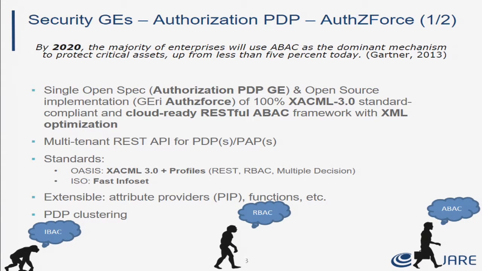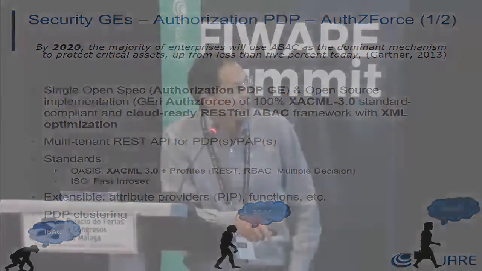And it's also the only open source implementation 100% compliant with XACML 3.0 with a REST API like this. You have other implementations of XACML, but not with a PAP and PDP REST API. It implements the XACML 3.0 standard, and also extensions of XACML that we call the XACML profiles. So you have the REST profile, obviously, and the RBAC profile. So you can still do RBAC with ABAC. ABAC is more like a superset of RBAC.